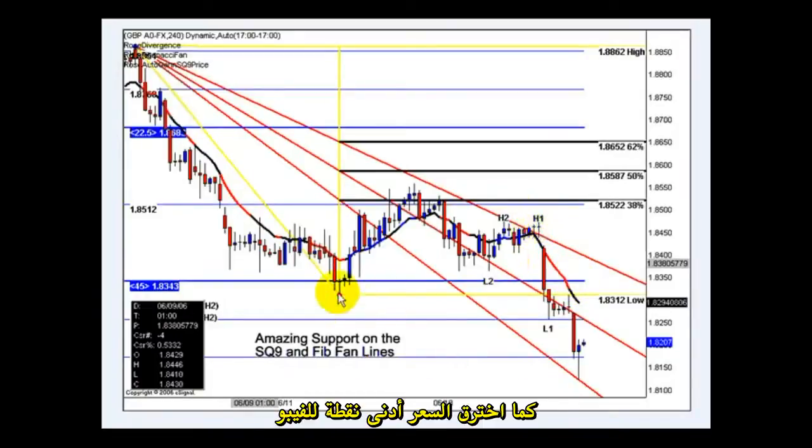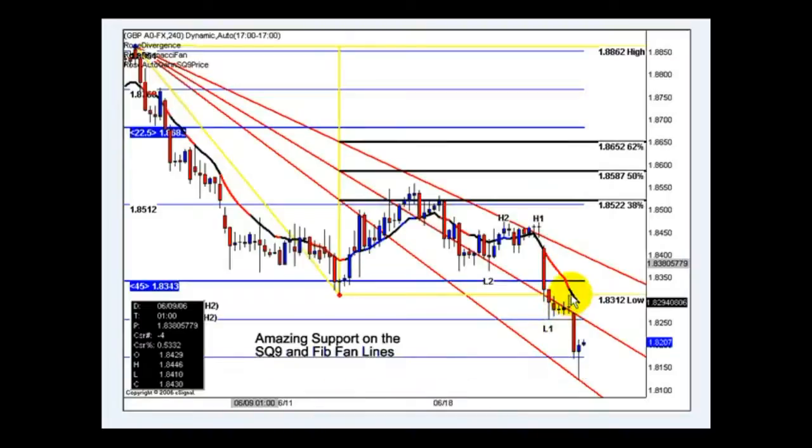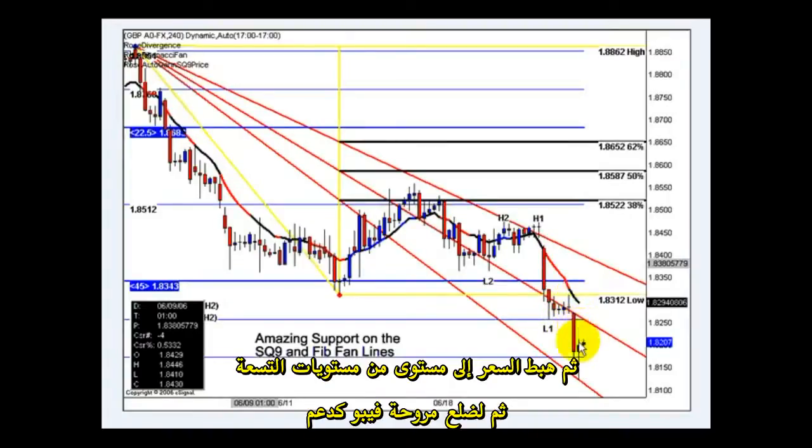Now, as it broke through the low of our Fibonacci box, if you will, you can see that price came down to a Gann line, came back up to the low, which is like a through and back to a breakout, and then as it came on down, it came right down to the square of 9 and fan to find support.